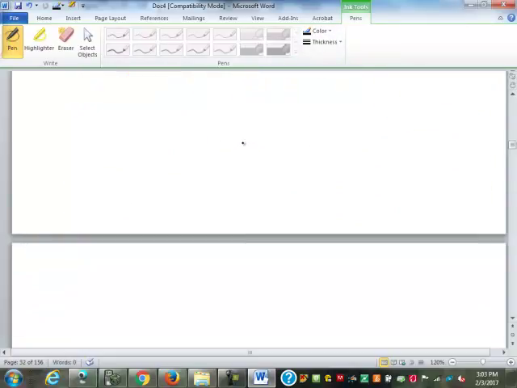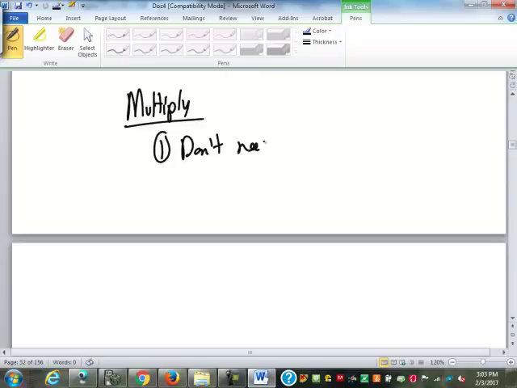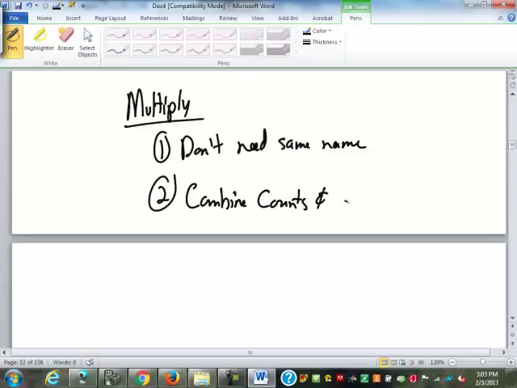Okay, let's look at multiplication. When we multiply, 1, we don't need the same name. 2, we combine the counts. And here's where we also combine the names.